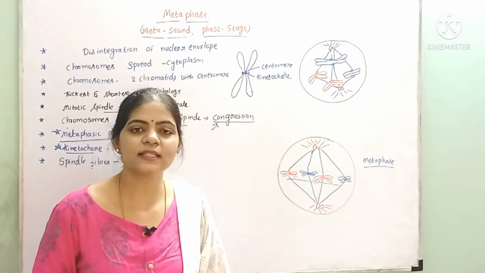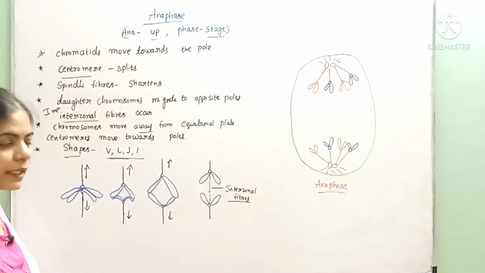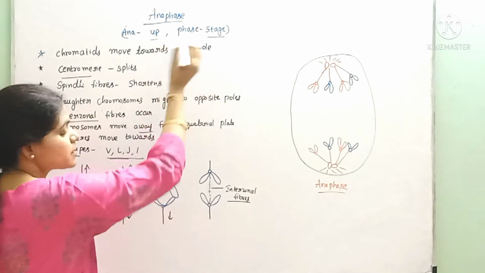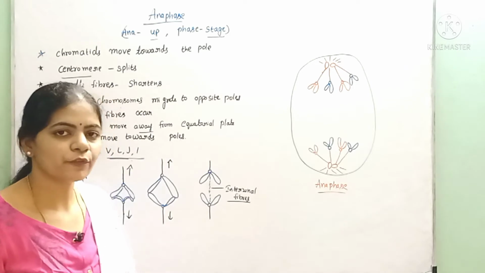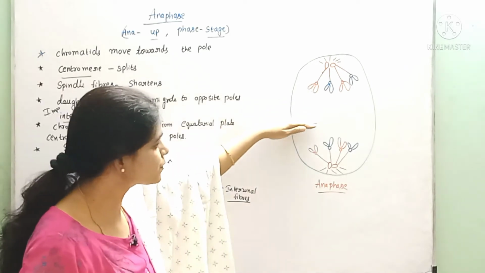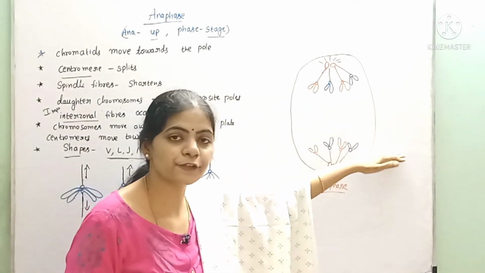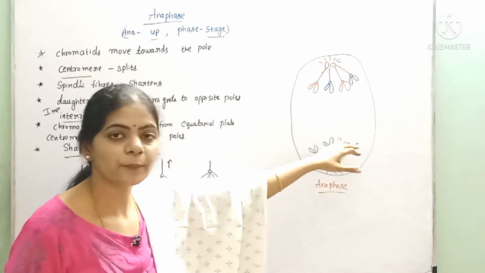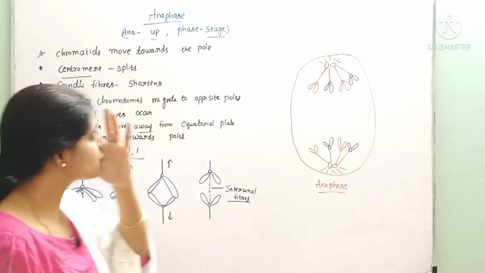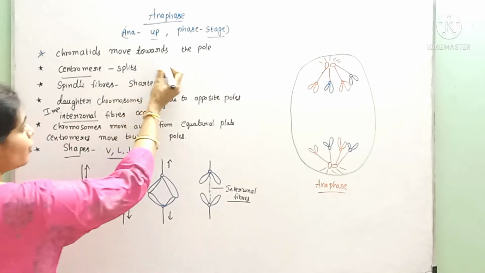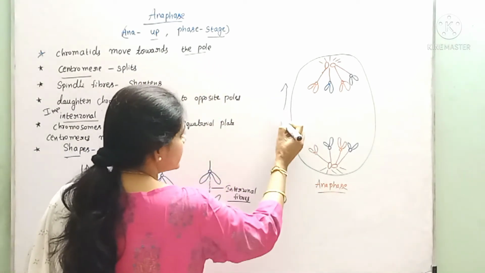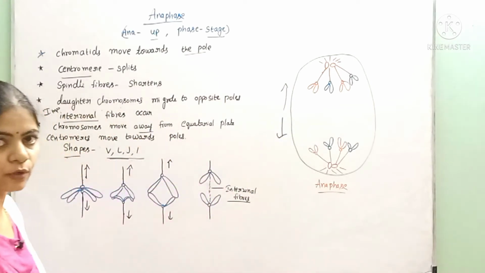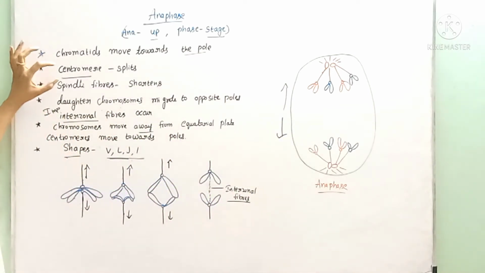And the next one is the anaphase. Here ana means up, phase means stage. In the previous stage, all the chromosomes aligned themselves at the center of the cell. They form the equatorial plate. But in this phase, the chromatids move towards the poles in the upward direction. The chromatids move to the opposite poles of the cell. What happens? The centromere splits.